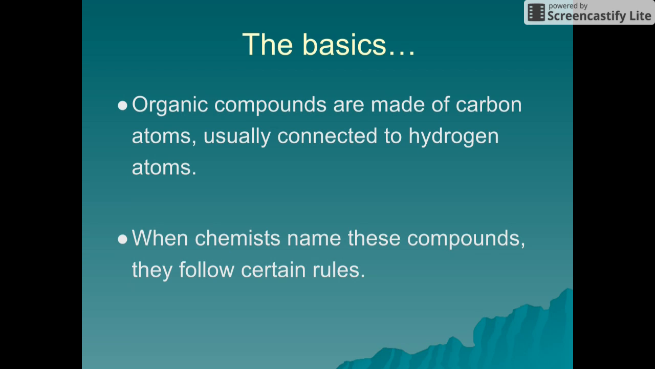When chemists name organic compounds, they follow certain rules. It's a lot easier than trying to name each compound individually. If you've got a set of naming rules, it can apply to millions and millions of compounds without having to memorize them all individually.